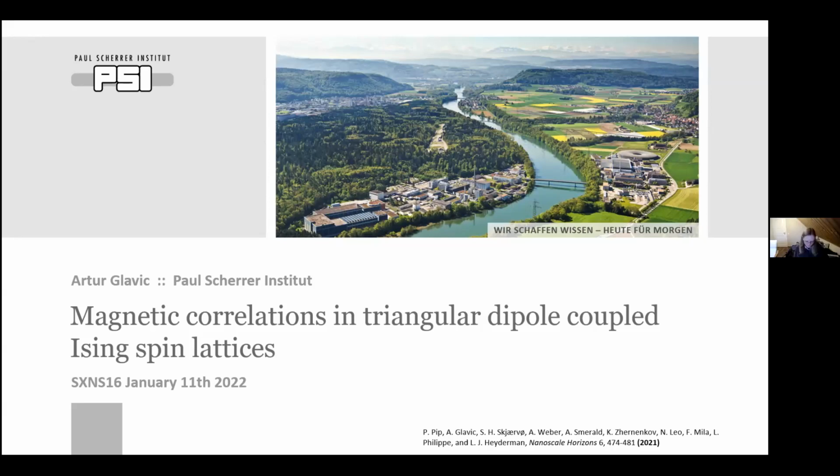So I will report on a nice GSANS experiment that we published last year, and especially on how this allowed us to see what normally is very hard: statistical correlations of magnetic moments in nanoscale structures, and how we modeled that.